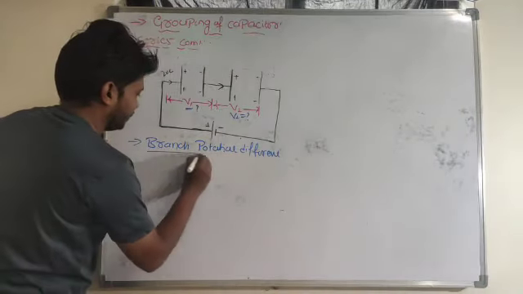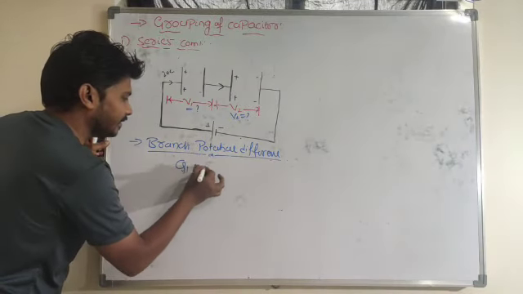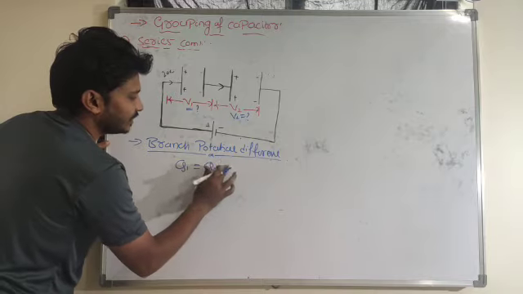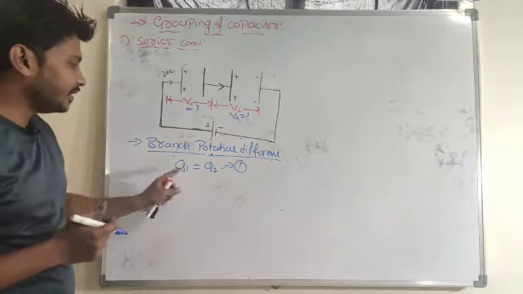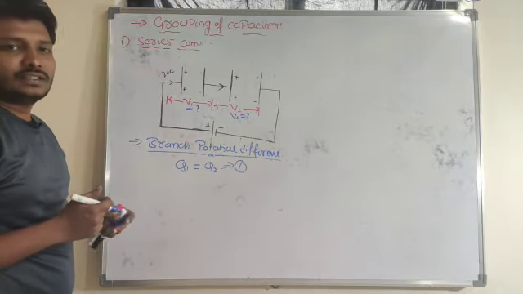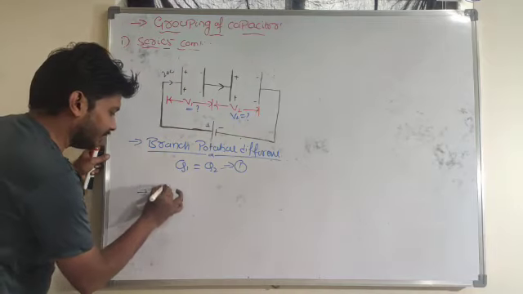Branch potential difference here. So in series combination, which quantity will remain the same? Charge remains the same. So Q1 is equal to Q2 here. Charge remains the same, so total potential difference is equal to the sum of the individual.